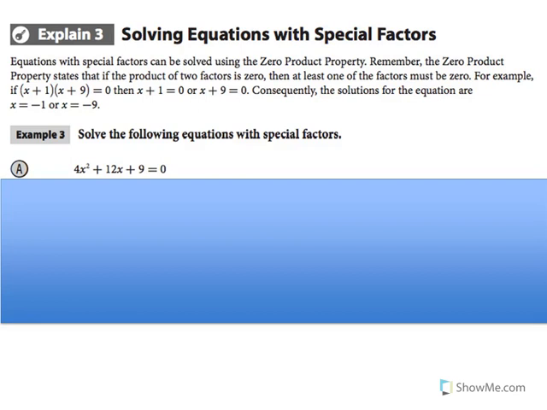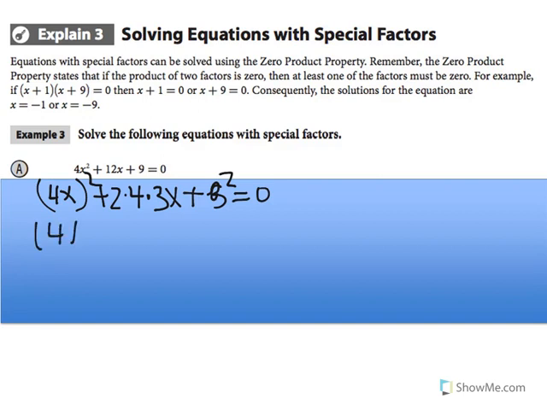Okay, so for number 3, solve the following equation with special factors. You can notice that since this is a 2, we have two factors or two solutions. So let's try this out. 4 is a perfect square, 9 is a perfect square, so we can write this as (4x) squared plus 2 times 4x times 3 plus 9, which is 3 squared, equals 0. So this gives us (4x plus 3) times (4x plus 3) equals 0.